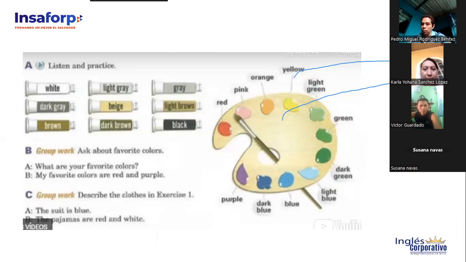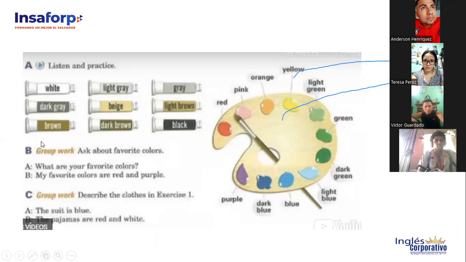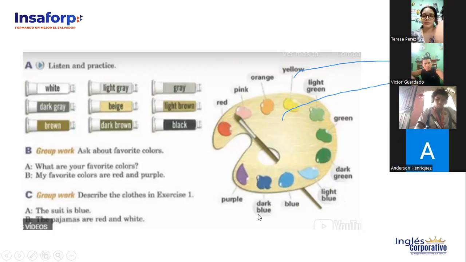And I'm going to say the colors, okay? We have white, light gray, dark gray, beige, light brown, dark brown, black. Exactly. And we have the palette here, and we have red, pink, orange, yellow, light green, green, dark green, light blue, blue, dark blue, and purple.